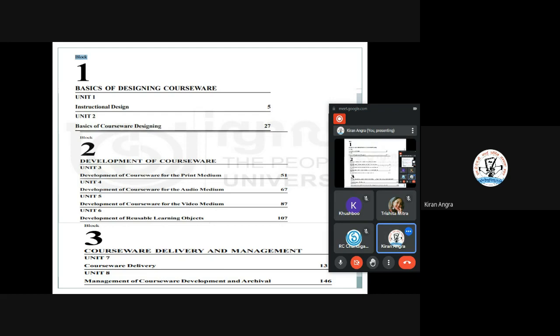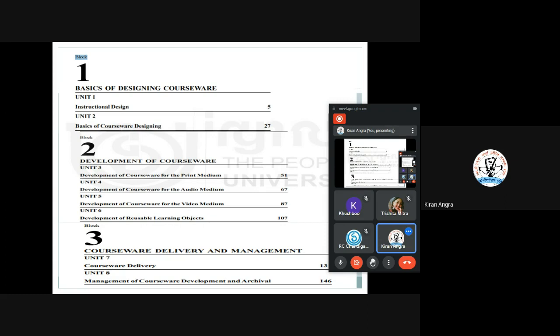Dear students, I'll be taking with you MES 134. We will be taking this course with you, of the postgraduate diploma in education technology. Now in this MES 134, we have 3 blocks. The first block is focused on instructional design. Basics of designing courseware is the first block, which has 2 units, instructional design and basics of courseware design.